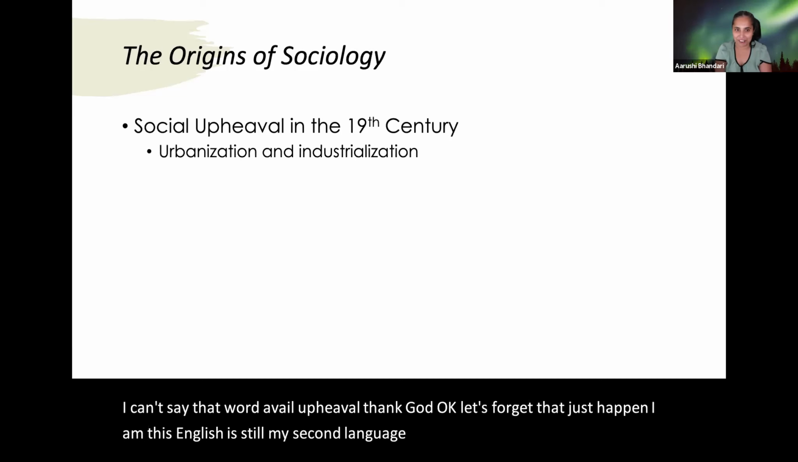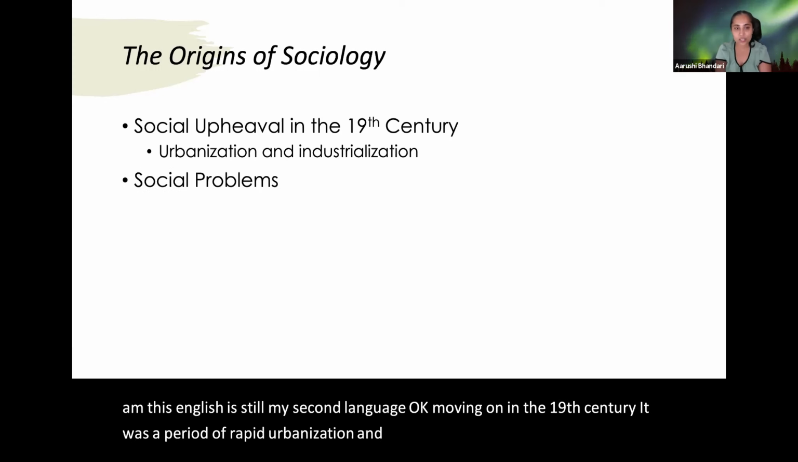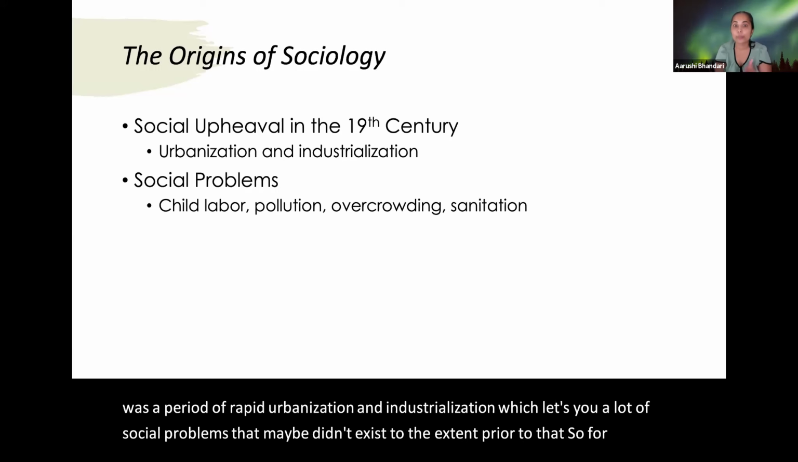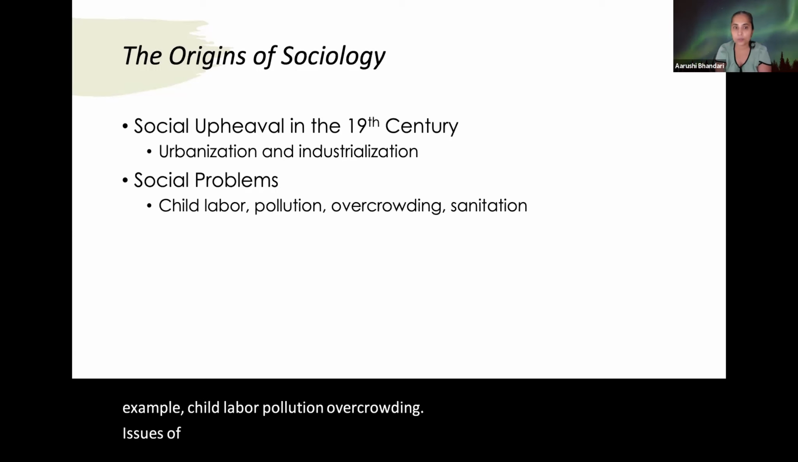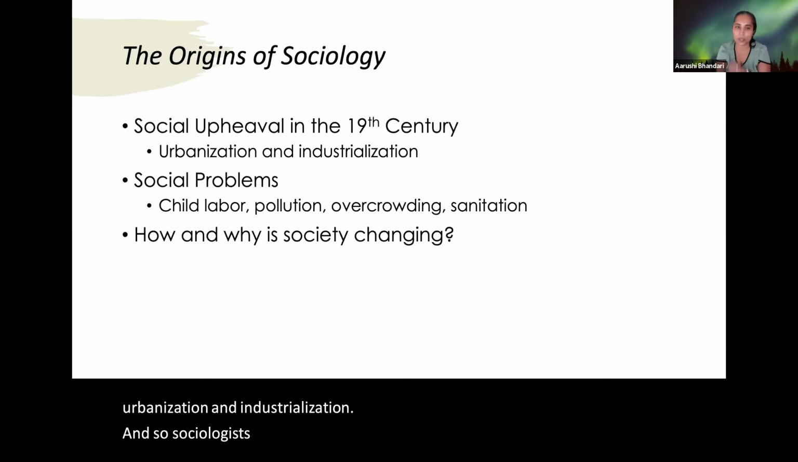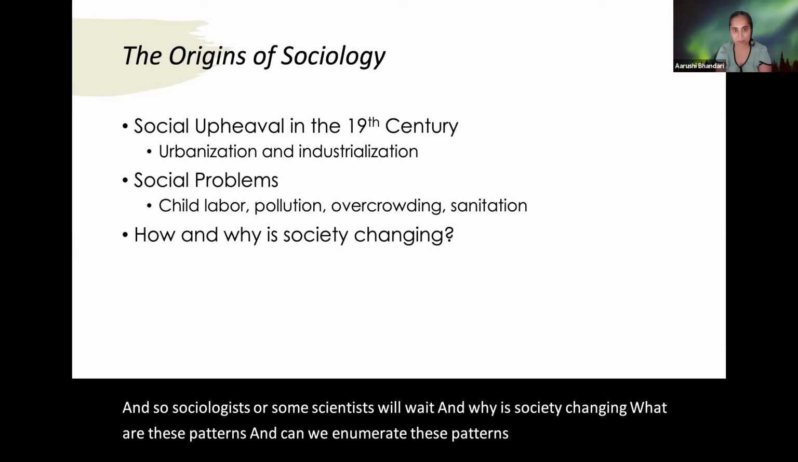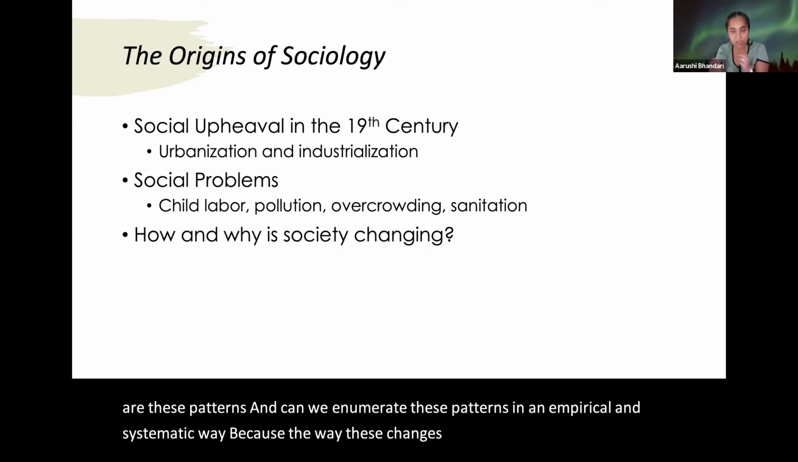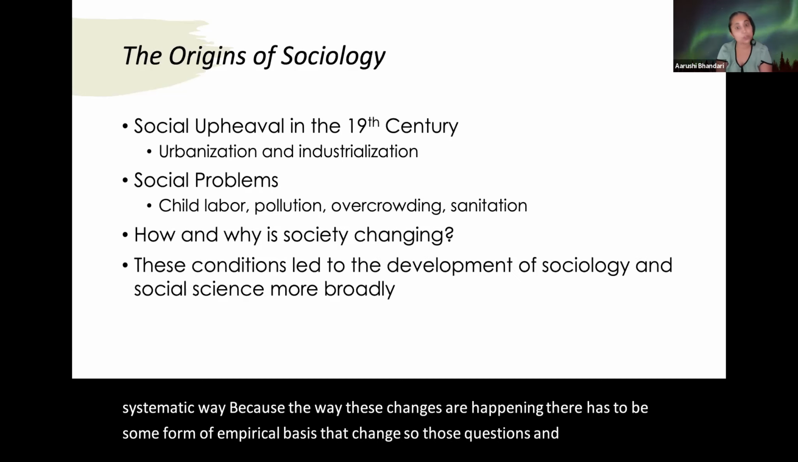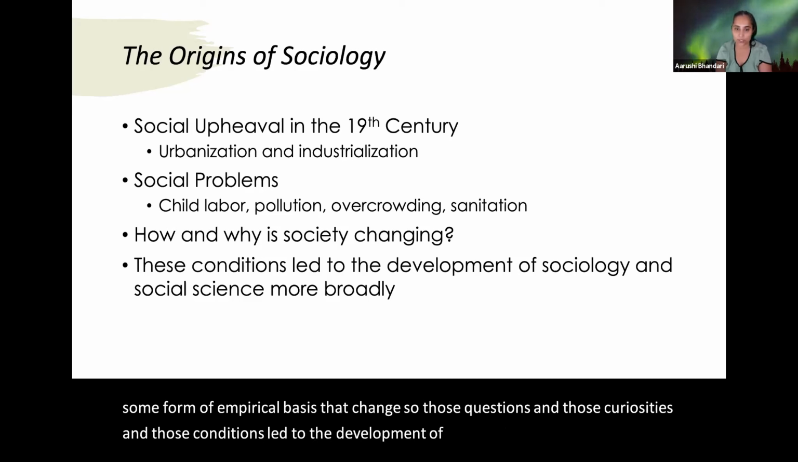Okay, moving on. In the 19th century, it was a period of rapid urbanization and industrialization, which led to a lot of social problems that maybe didn't exist to the same extent prior to that. For example, child labor, pollution, overcrowding, and issues of sanitation all started to emerge with increasing urbanization and industrialization. And so some scientists were like, wait, how and why is society changing? What are these patterns? And can we enumerate these patterns in an empirical and systematic way? Because the way these changes are happening, there has to be some form of empirical basis to that change. So those questions, curiosities, and conditions led to the development of sociology and social science more broadly.